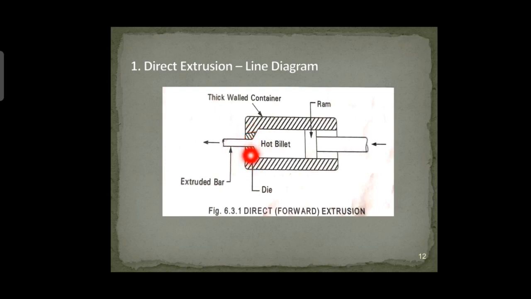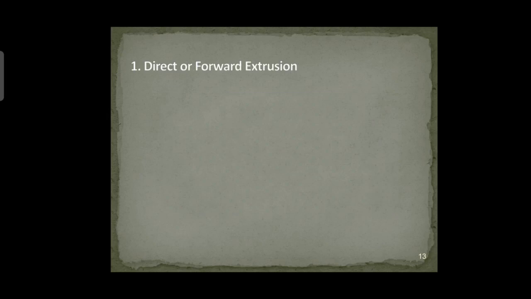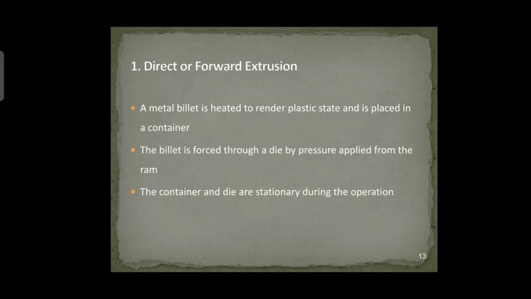And here the die is not movable, the die is stationary, this container is stationary, and only the ram is moving here, through which the extruded bar comes outside. So the die is stationary, and the container is stationary. So this is regarding the direct or forward extrusion.